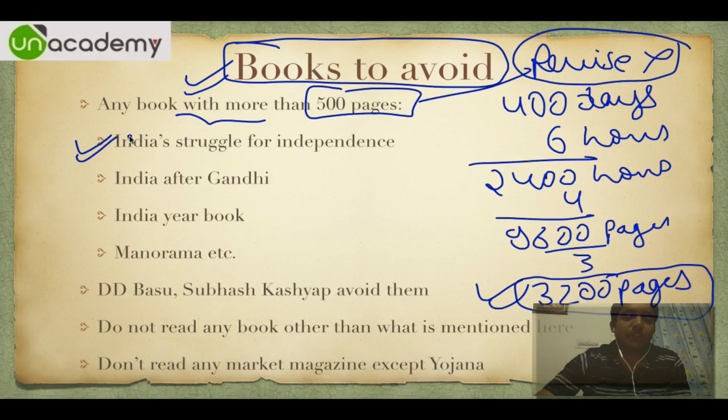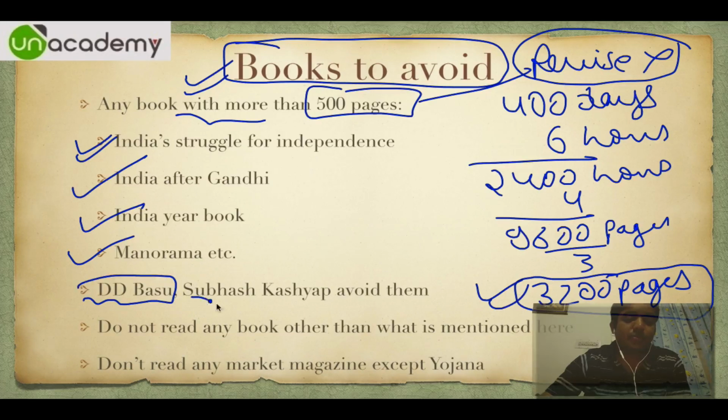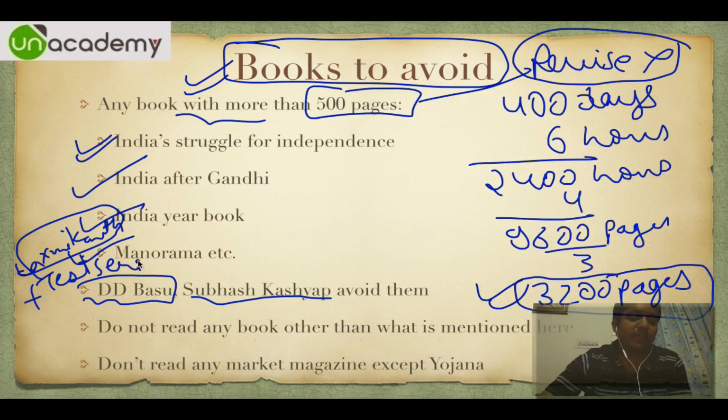So India's Struggle for Independence and India After Gandhi, India Yearbook, Manorama Yearbook. These are huge novel kind of books which are not meant to be read by you for UPSC preparation. Similarly, you have D.D. Basu, Subhash Kashyap. Please avoid these books, because the only book you should be reading at all is Lakshmikant, because Lakshmikant covers everything, plus along with the test series and NCERTs, it literally covers everything.